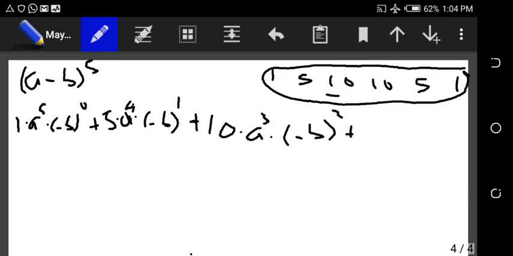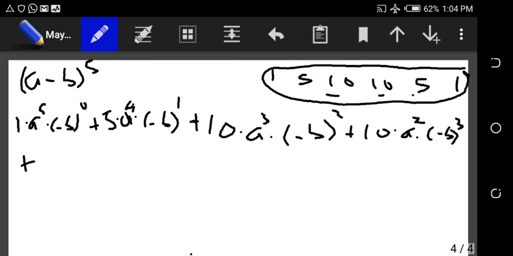Plus, okay, the next coefficient is 10 as well, so we have 10 times a raised to power 2, since a is decreasing from 3, times minus b, which is increasing from 2, so the next value is going to be 3, alright.